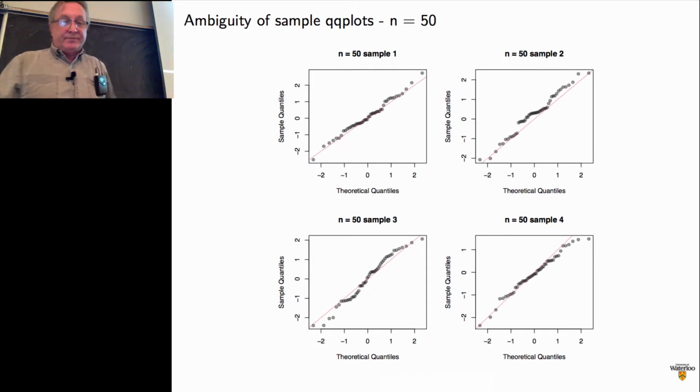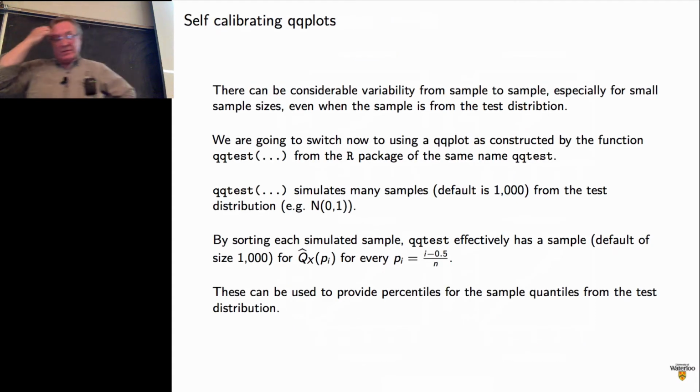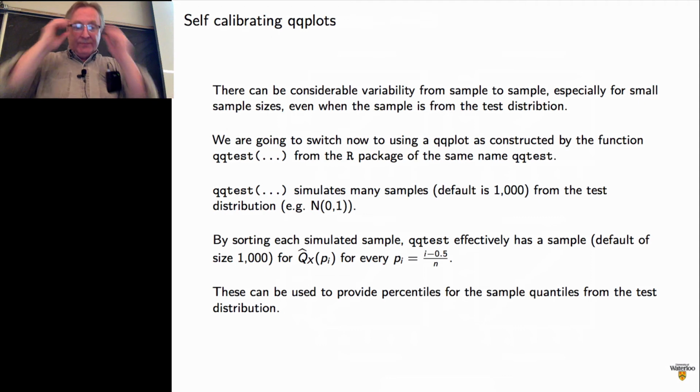So 50. Increase in sample size. Those are all normally distributed data. So those are pictures that you shouldn't get that excited about. It does look kind of Gaussian. All right? So there's still considerable variation from sample to sample in these things. And we're trying to make this less of an art form and a little more of a science, trying to figure out whether we should be concerned that these data don't come from the hypothesized distribution or not.